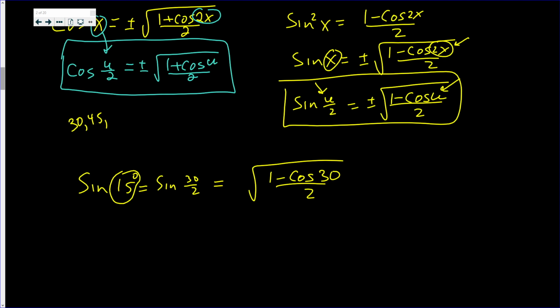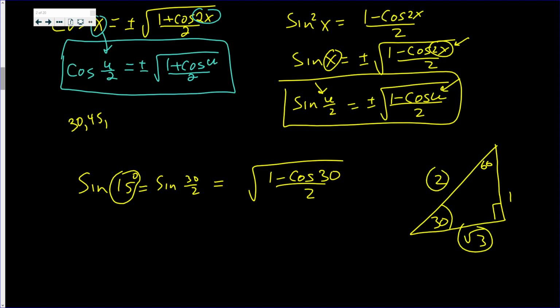Okay, now, if you know the cosine of 30, wonderful. If you don't, you at least have to know this triangle: 30, 60, 90, with sides 1, 2, square root of 3. The cosine of 30 degrees is adjacent over hypotenuse. So it's the square root of 1 minus square root of 3 over 2, over 2.